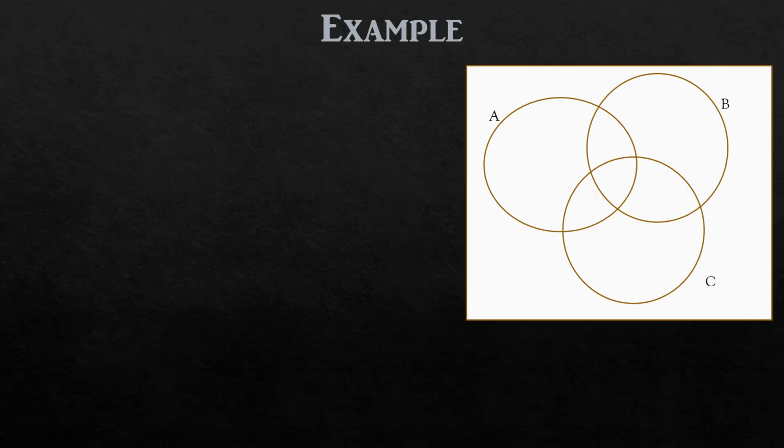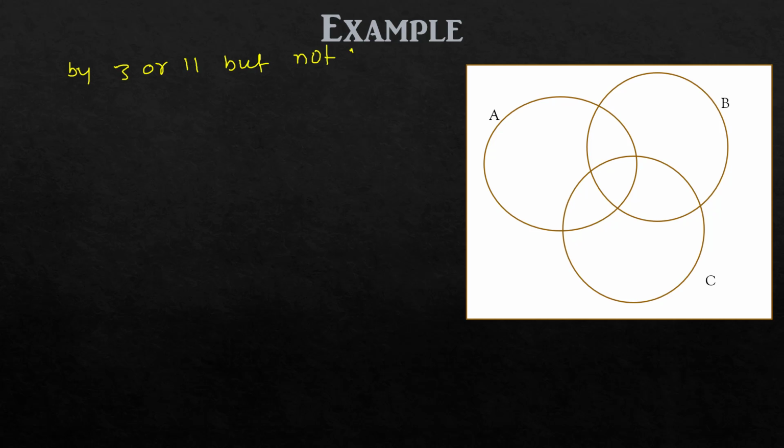Consider the Venn diagram for the third condition. What is the third condition? How many are divisible by 3 or 11 but not by 5, right? Means we have to find numbers which are divisible by 3. So this is set A, right? Set A is for numbers which are divisible by 3, right? So this shaded portion we are doing for the numbers divisible by 3.